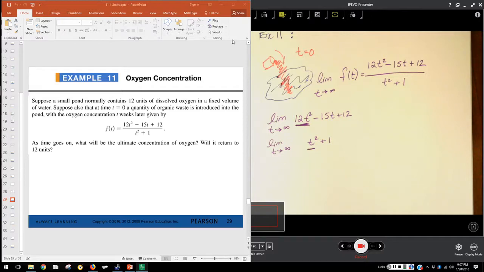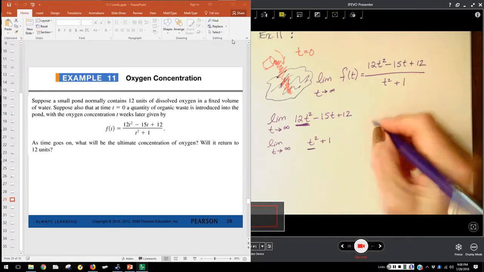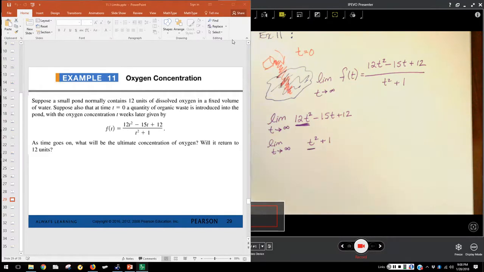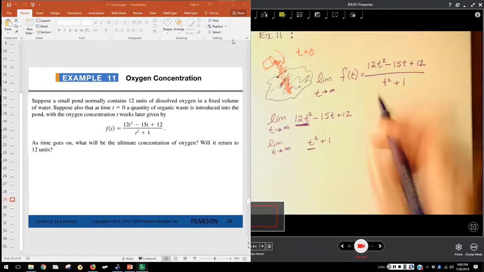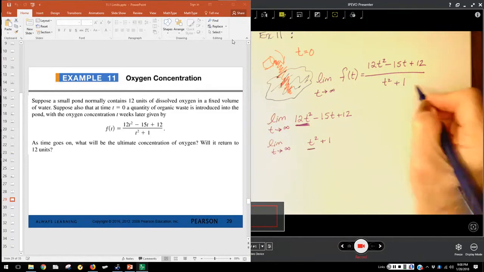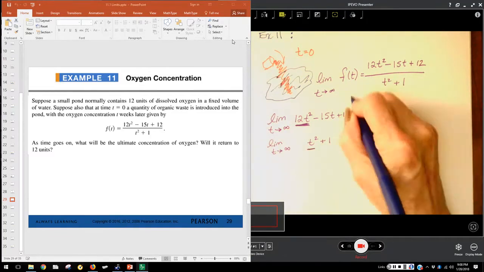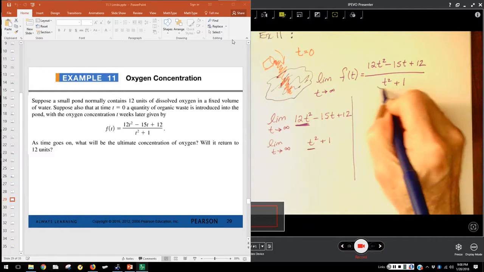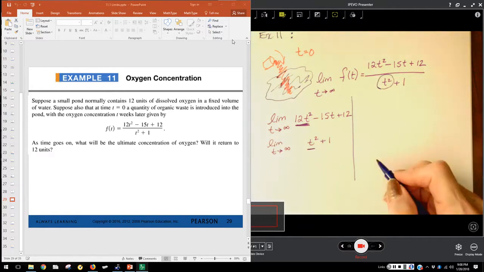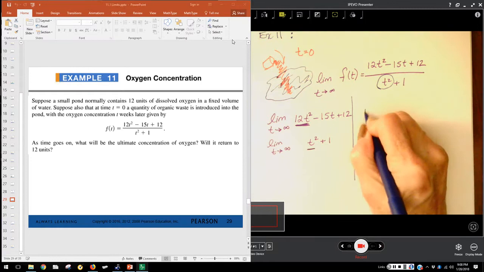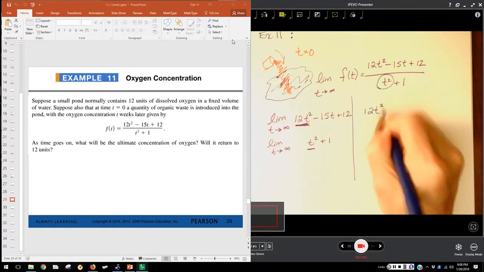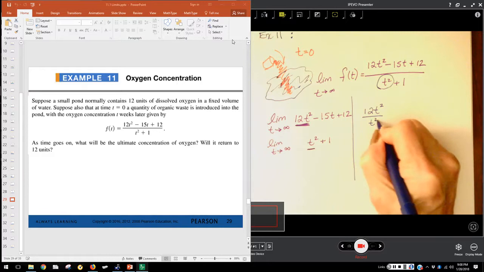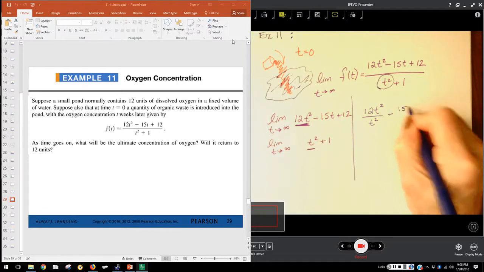So what we're going to do is we're going to employ a little mathematical trick to make this something we actually can try to use infinity for. So the trick's going to work like this. We're going to take the limit as t approaches infinity of this expression. But here's what we're going to do with the expression. We're going to take the highest power of t in the denominator, and that's t squared. And we're going to divide every single term in this polynomial by t squared.